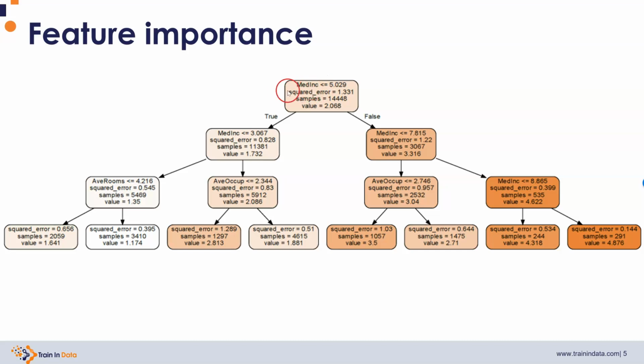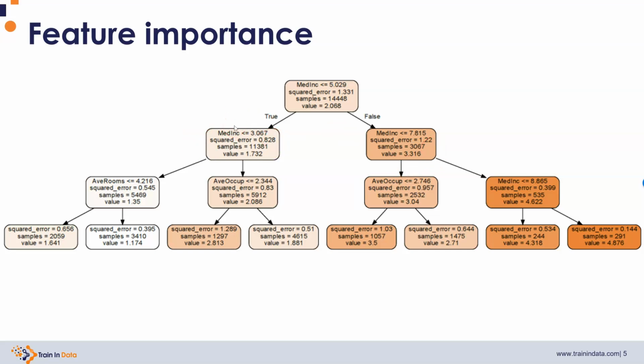We also have the sum of the squared error for the entire dataset, because this is the top node. We also have the entire number of observations in the dataset, and here we have the mean value of the target. So this is the mean house price for the entire dataset. When we take the data one way or the other, these values change.